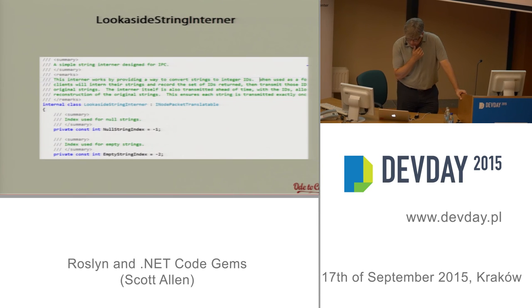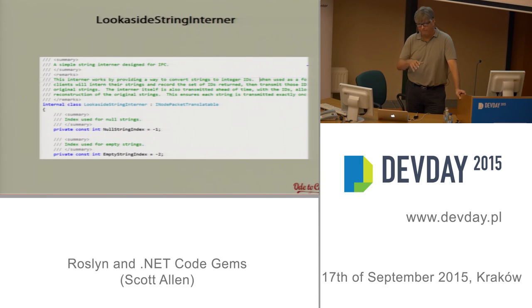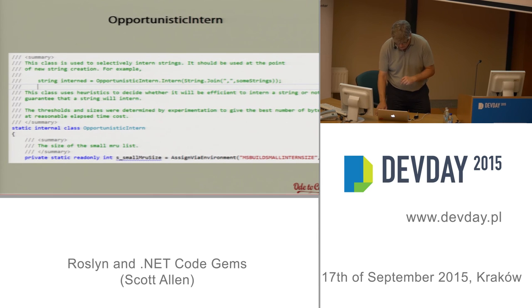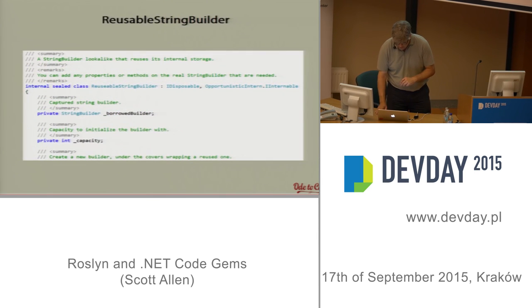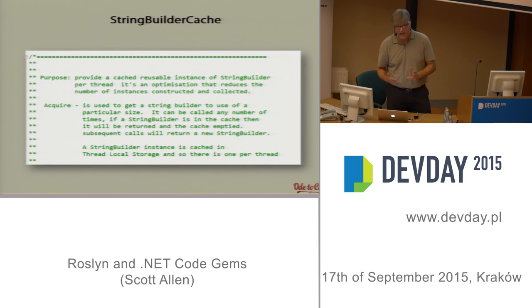Look aside string interner is another one of those things that's trying to intern strings. That is, take a string and intern it so it's in this data structure in the common language runtime that manages, in addition to all the string literals, all the strings that have been interned. It's like a big cache, and the interesting thing about it is it can cross application domains, app domains. If you have multiple app domains in the same process, they can all use the same string intern pool, and this thing will put things into the pool. And an opportunistic string interner, and a reusable string builder, because MS Build also works with a lot of text, and a string builder cache, lots and lots of things with strings.